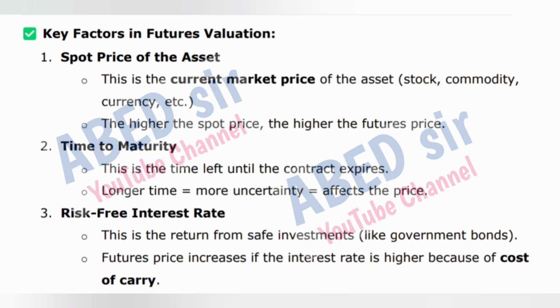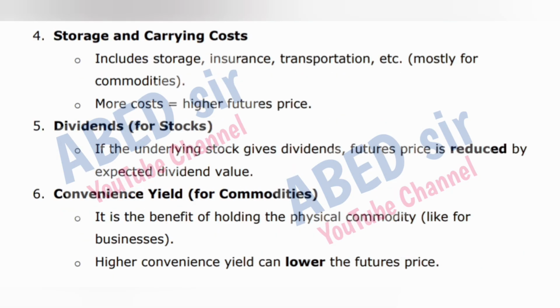3. Risk-free interest rate. This is the return from safe investments, like government bonds. Futures price increases if the interest rate is higher because of cost of carry. 4. Storage and carrying costs. Includes storage, insurance, transportation, etc., mostly for commodities. More costs is equal to higher futures price. 5. Dividends for stocks.